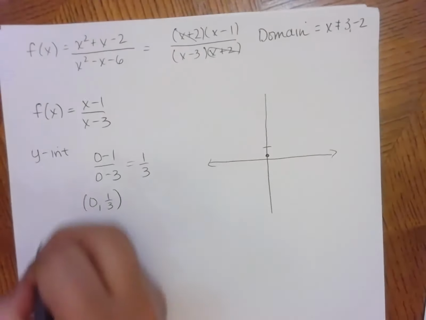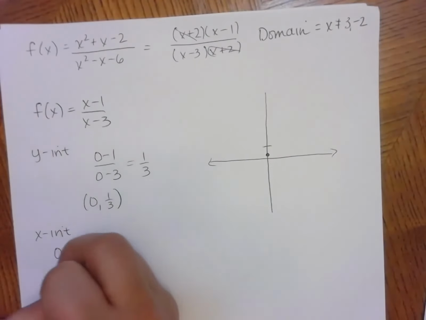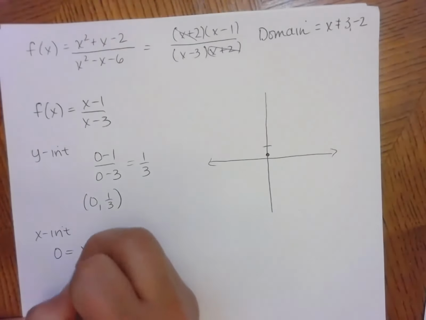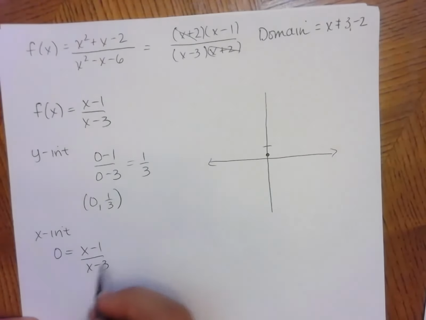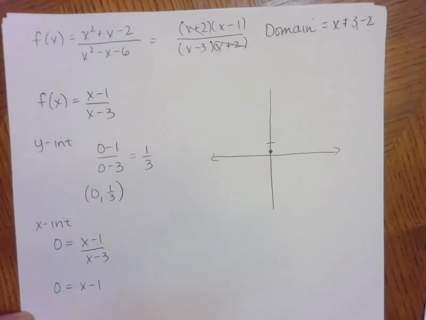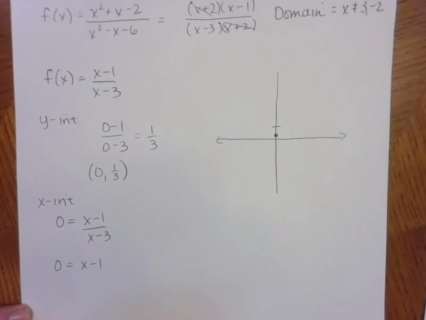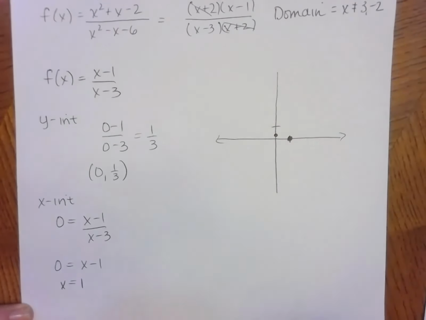Okay, my x-intercept means I'm going to plug in 0 for y, and I get x minus 1 over x minus 3. I'm going to multiply x minus 3 by both sides. It's going to cancel over here, and I'm going to get 0. So basically, I'm dealing with x minus 1. That's going to be true all the time. Your zeros come from the numerator. I get x equals 1. So this is the point 1, 0.